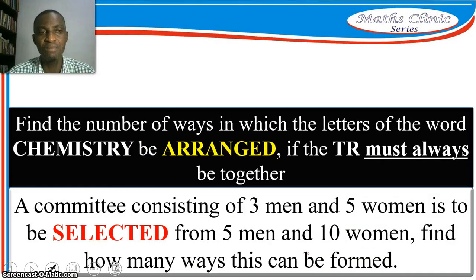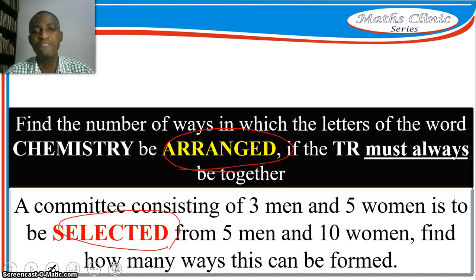If a question comes like this, find the number of ways in which the letters of the word chemistry be arranged, then we are dealing with permutation. Number 2, a committee consists of 3 men and 5 women is to be selected from 5 men, we are dealing with combination.